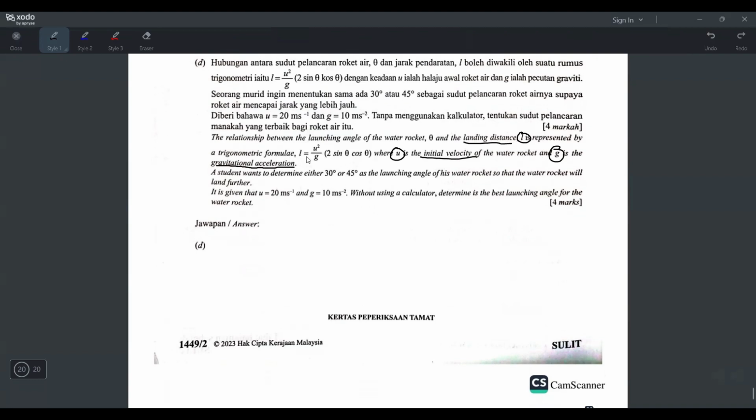L is the landing distance. So this formula is to calculate landing distance. You have to masuk the u and the g and the theta. Then you can find the landing distance.